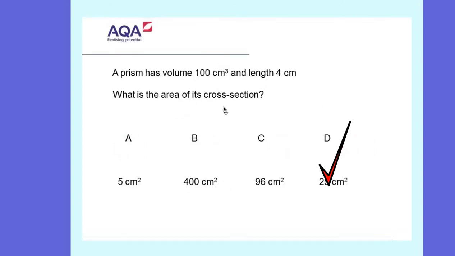And for question number 5, a prism has a volume of 100 centimetres cubed and a length of 4 centimetres. Now the volume of the prism is given by the cross-sectional area A times the length. No matter what type of prism we have, the volume is always the area times the length. So to work out the cross-sectional area, I need to do the volume divided by the length, which in this case is 100 divided by 4, which tells me the cross-sectional area is 25.